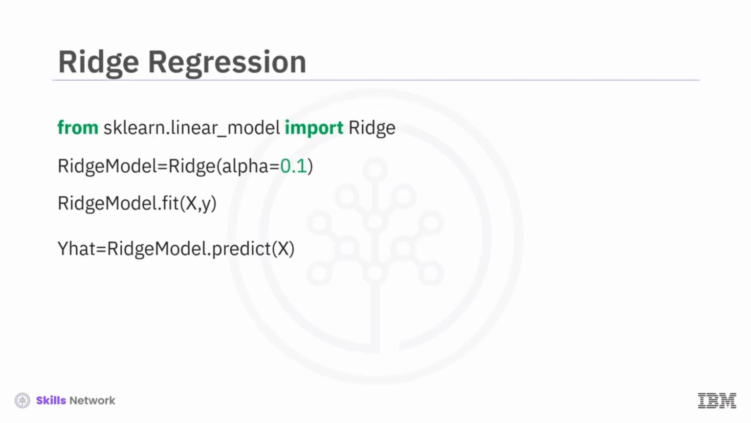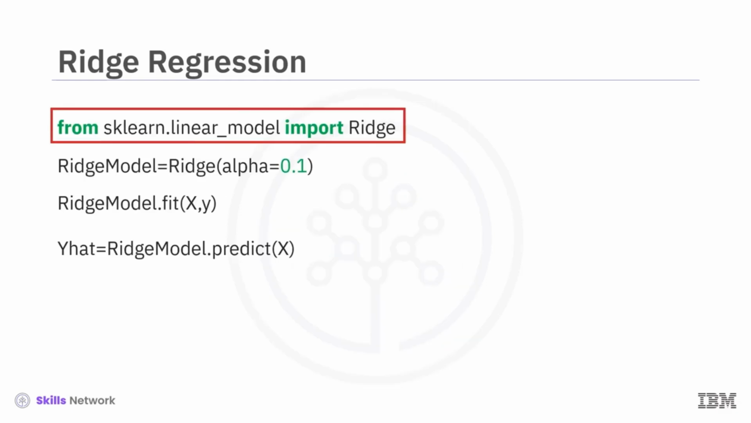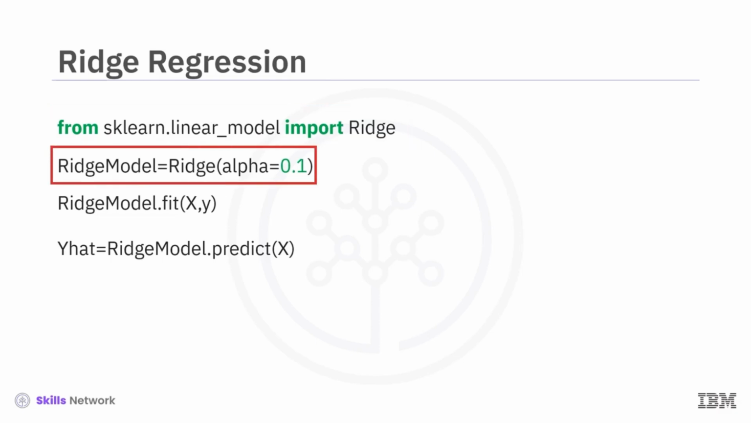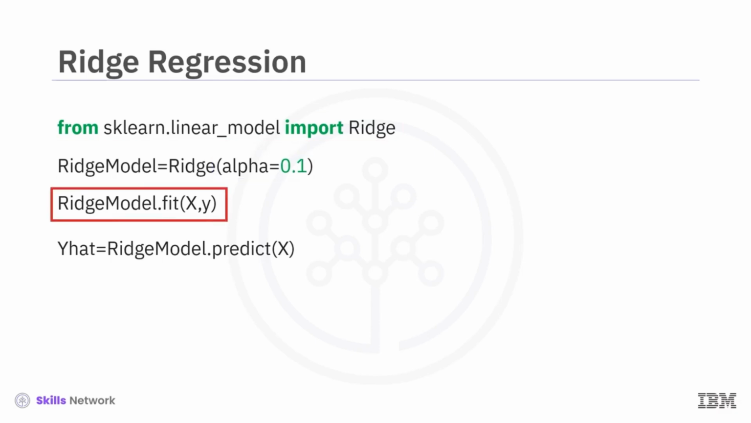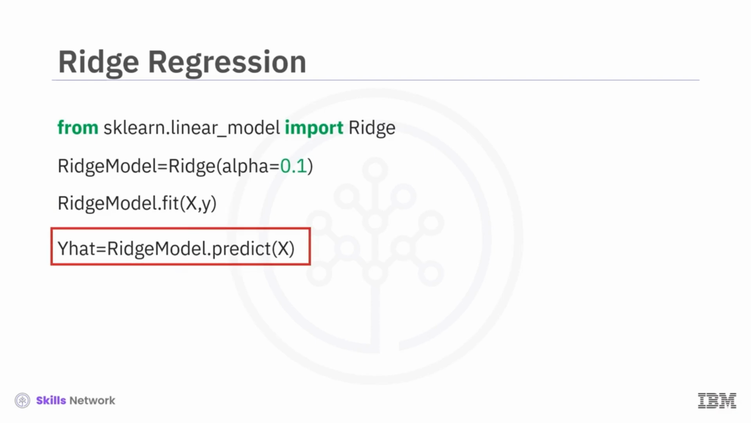To make a prediction using ridge regression, import ridge from sklearn linear models. Create a ridge object using the constructor. The parameter alpha is one of the arguments of the constructor. We train the model using the fit method. To make a prediction, we use the predict method.